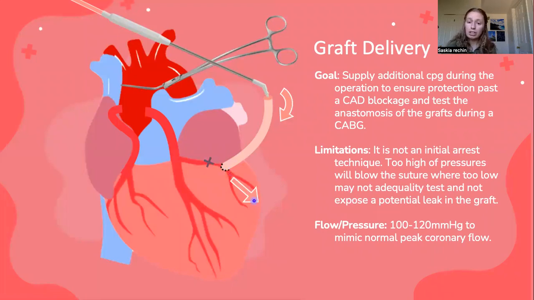The pressures you're trying to mimic are going to be normal systolic pressures, so like 100 to 120, and this allows for testing and added protection past wherever maybe you didn't get super well protection if you only gave antegrade with coronary artery disease.